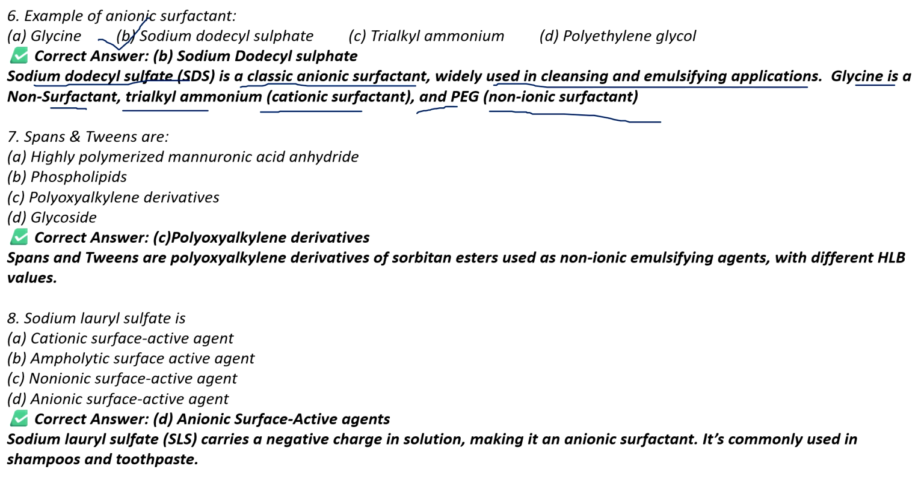Moving on to the next question, spans and tweens are: options are highly polymerized maleic acid anhydride, phospholipid, polyoxyalkylene derivatives, glycosides. So spans and tweens are polyoxyalkylene derivatives of sorbitan esters used as non-ionic emulsifying agents with different HLB values. So we can say option C, that is polyoxyalkylene derivatives, is the correct answer of this question.